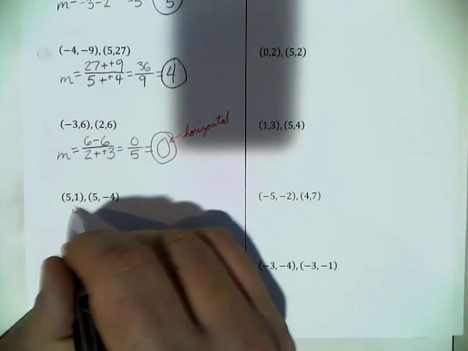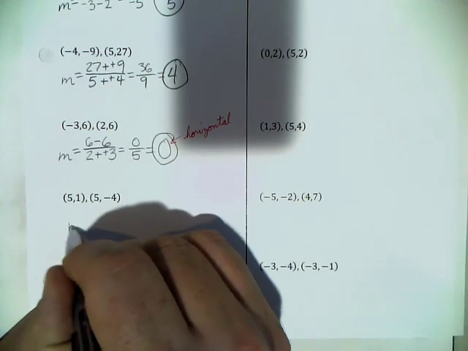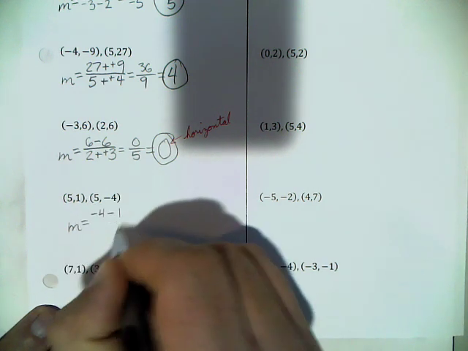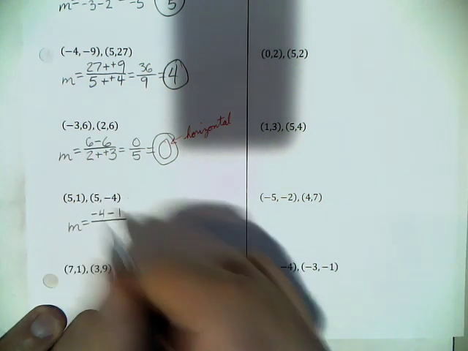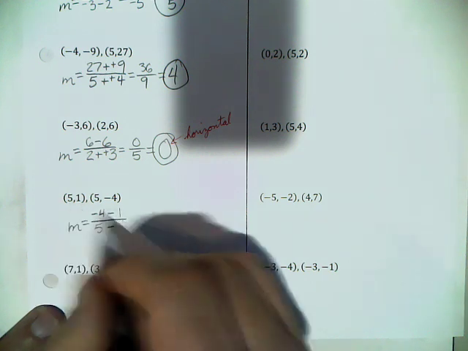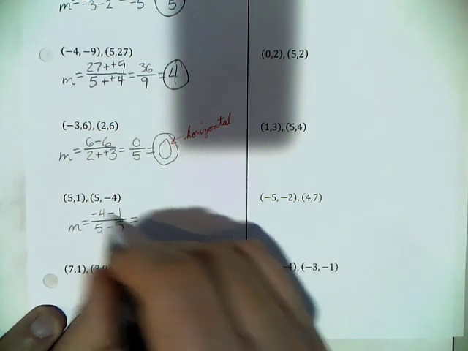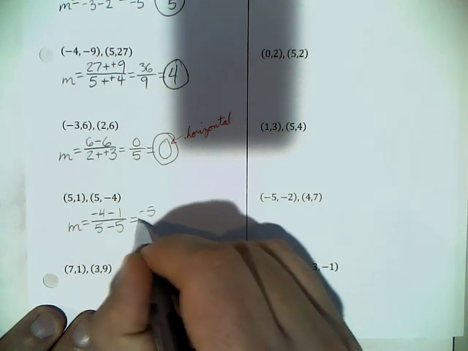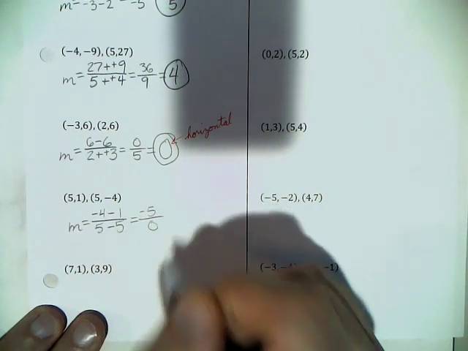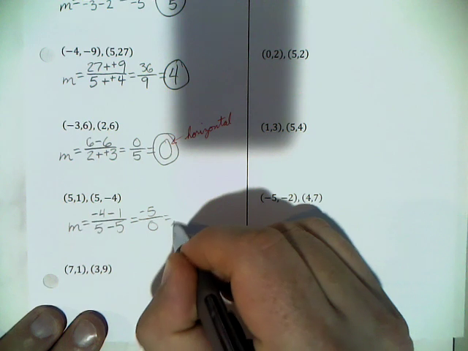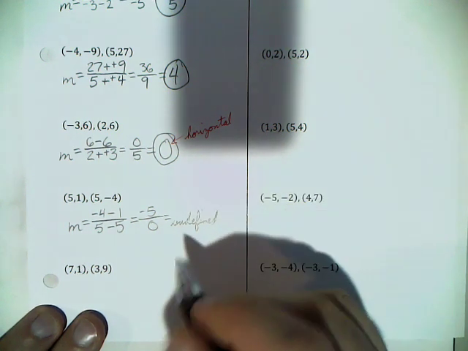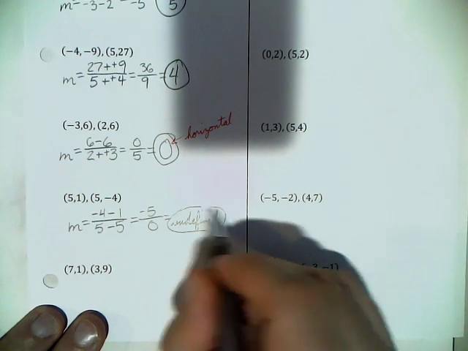All right, next example. Y sub 2 minus y sub 1. So second y value is negative 4, minus the first y value is 1, over x sub 2, which is 5, minus x sub 1, which is also 5. Negative 4 minus 1, basically like a negative 4 and a negative 1, makes a negative 5. 5 minus 5 is 0. Anything over 0 is undefined. So the slope here is undefined.